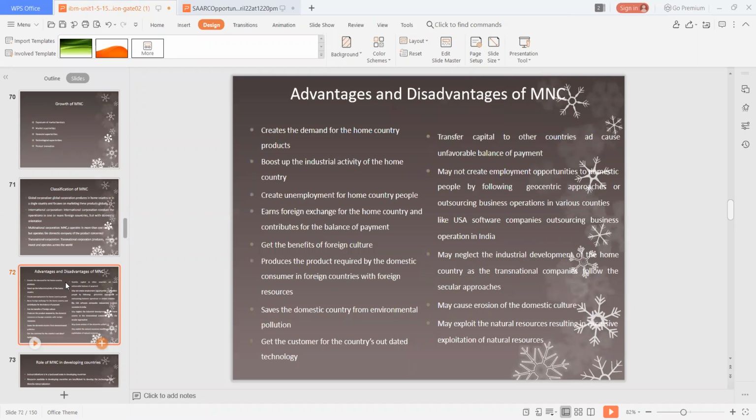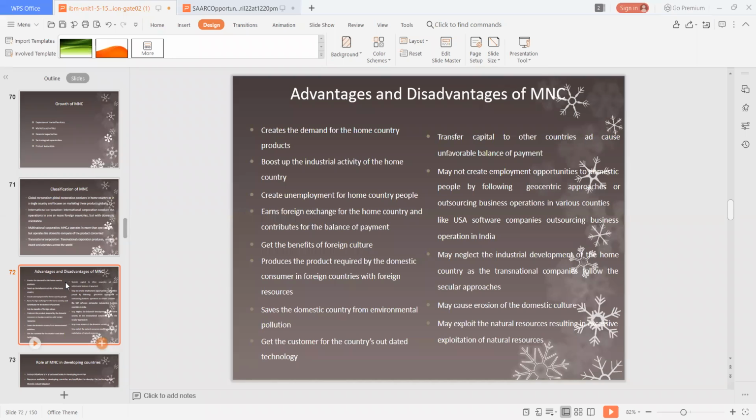Advantages and disadvantages of MNCs. See some of the advantages. Creates a demand for the home country products. Boosts up the industrial activity in the home country. Creates employment for home country people. Earns foreign exchange for the home country and contributes to the balance of payment. Gets the benefits of foreign culture. Produces the products required by domestic consumers in foreign countries with foreign resources. Saves the home country from environmental pollution. Gets customers for the country's outdated technology.